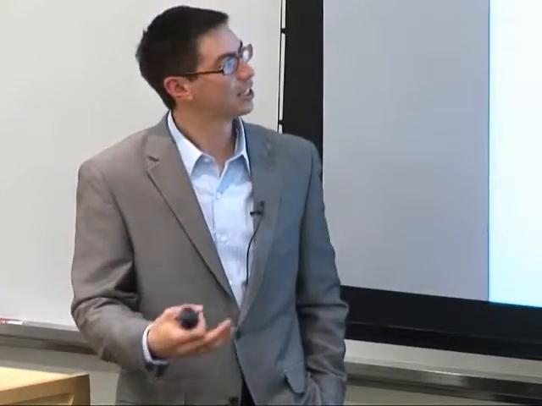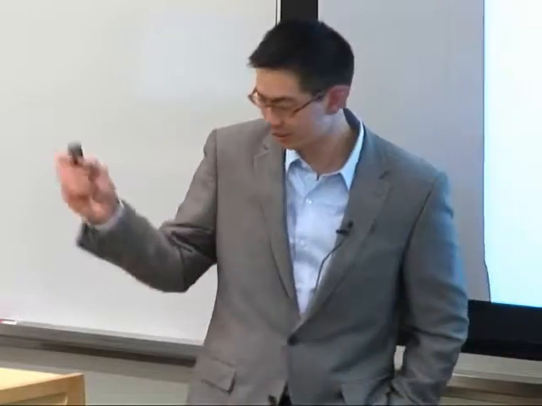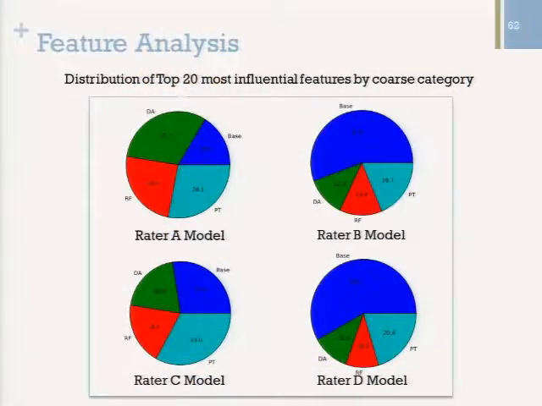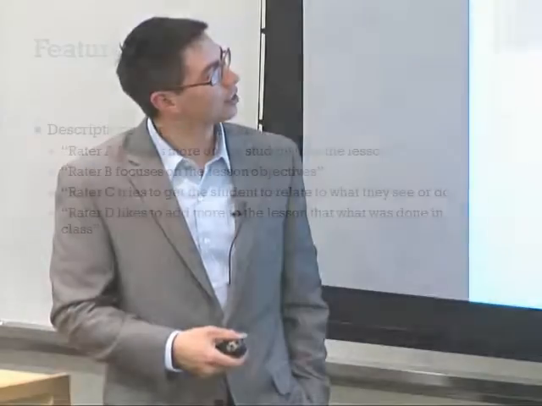Rater A focuses more on the student than the lesson. Rater B focuses more on the lesson objectives. Rater C tries to get the student to relate to what they see or do, so visuals. And Rater D likes to add more to the lesson than was done in class, so she does something very different. If I just take, say, the top 20 weighted features as a first level look at what's going on with the features, we see that it kind of corresponds.